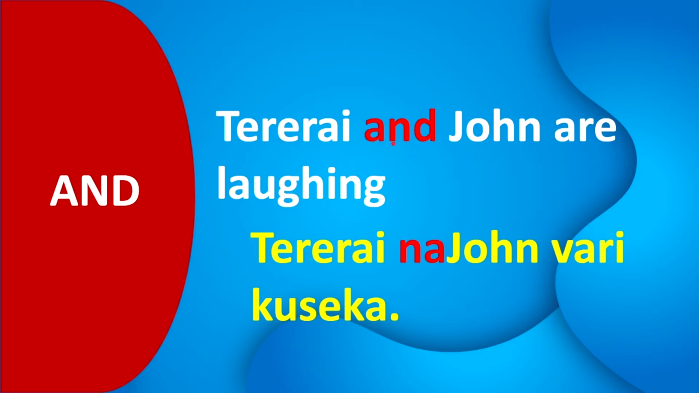So "and" is translated to "na", and look carefully, "na" becomes the prefix of the second name here, which we are talking about in the sentence. So Tererai na John. "Na" actually becomes the prefix of John. It becomes one word here. Tererai na John vari kuseka. I hope you're getting the concept here. Let's do another example.